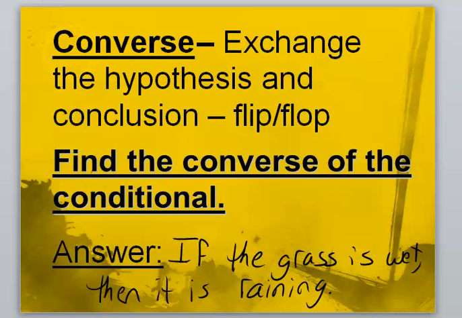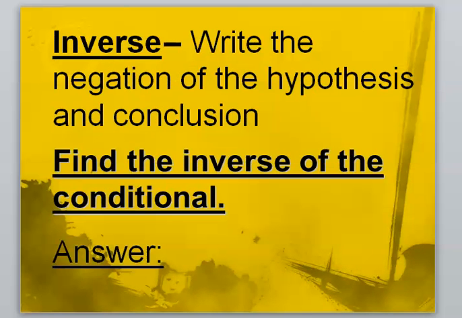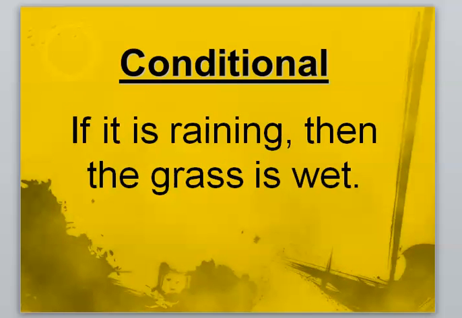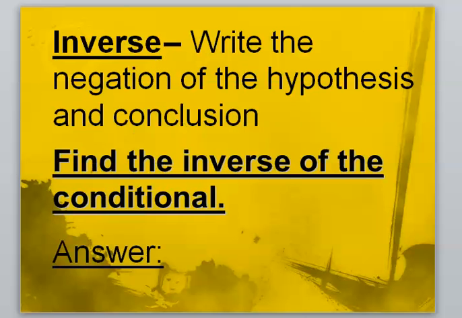So we're switching the words that were with the if with the words that were with the then. Okay, we'll go back to our conditional statement and we'll form a new sentence. Now remember, your conditional statement, if it is raining, then the grass is wet. Now we're going to form what's called the inverse. We're going to write the negation of the hypothesis and the negation of the conclusion. The inverse keeps the hypothesis and conclusion in the same order, but simply negates them. So we want to do the inverse for if it is raining, then the grass is wet. I'm going to negate the first part. Instead of if it is raining, we're going to say if it is not raining.